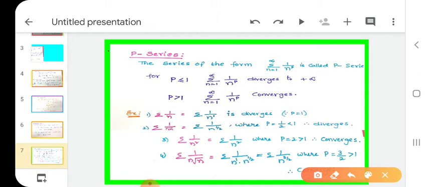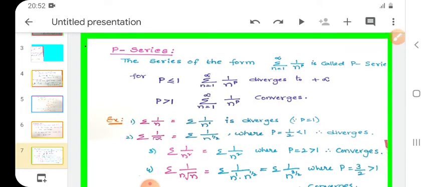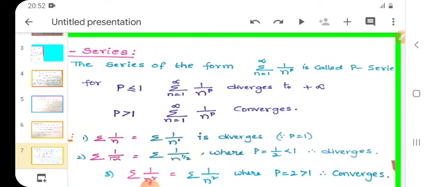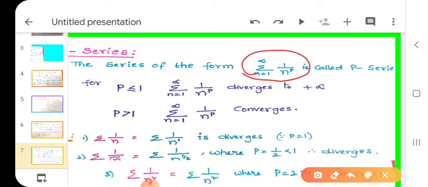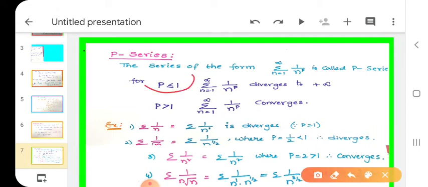Next test, the P series test. The series of the form summation n equals 1 to infinity of 1 by n power p is called a P series. What is a geometric series? Summation n equals 0 to infinity of a into r power n is called a geometric series. Here it is n equals 1 to infinity, not 0 to infinity, 1 by n power p, called a P series. If p is less than or equal to 1, the given series diverges. If p is greater than 1, the given series is convergent.